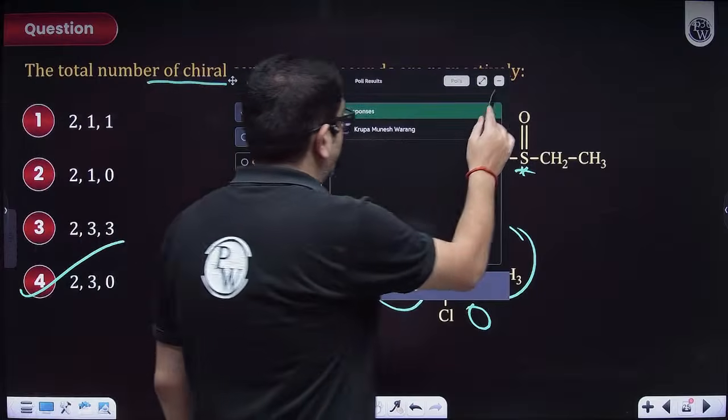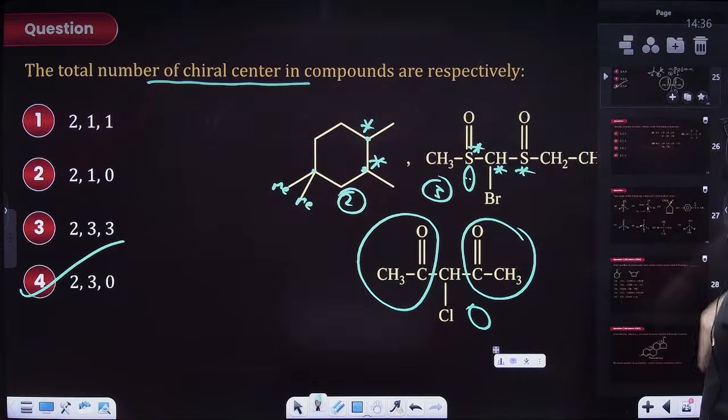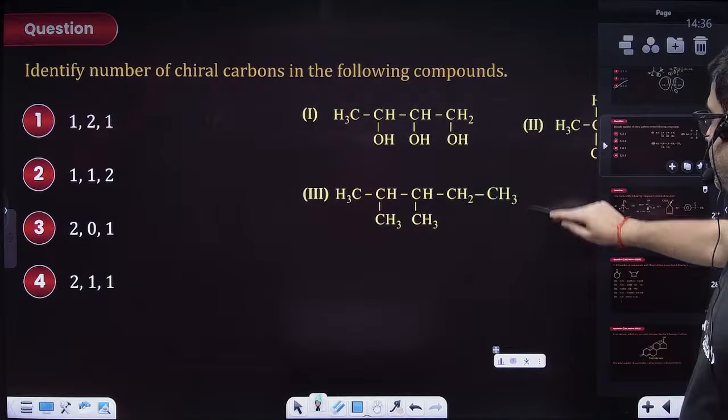33%. Great, Krupa. Awesome. Moving to the next one. Quick.